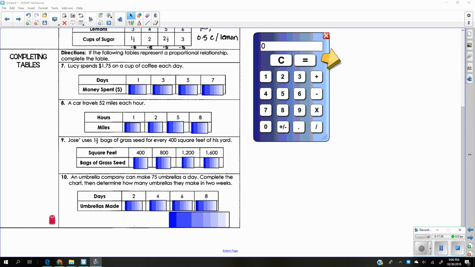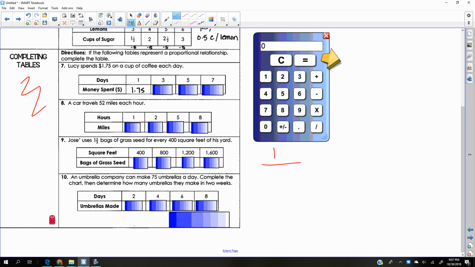This one's different. So now we have to actually set up a proportion to figure out what the proportional relationship is. So it's actually not hard. You can do this. So on the side over here, unless you have room somewhere else on your paper, we're going to go ahead and set up the proportion. So in one day, she spends $1.75. Okay, so set that up as a fraction.